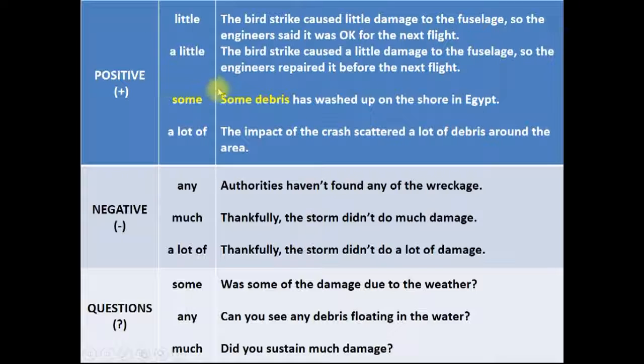Next, some. Some debris has washed up on the shore in Egypt. A lot of. The impact of the crash scattered a lot of debris around the area. Next, we look at negative sentences that all have no or not or never. Authorities haven't found any of the wreckage. Thankfully, the storm didn't do much damage. Thankfully, the storm didn't do a lot of damage. Same idea.